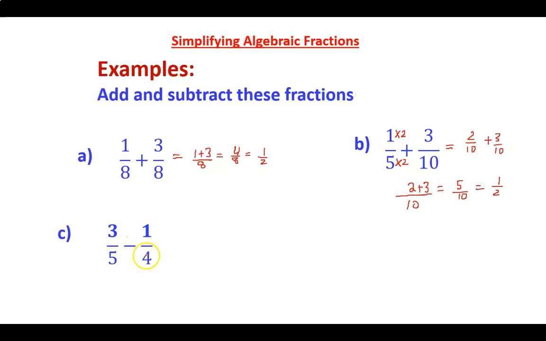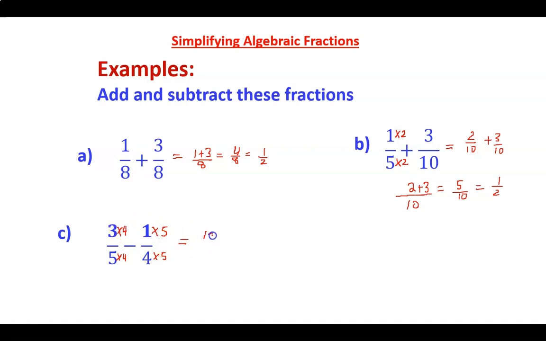3/5, take away 1/4. 5 and 4, you cannot change 4 to 5 by timesing a number. So you need to find the LCM of 5 and 4, which is 20. How do I change 5 to 20? I need to times it by 4. How should I change 4 to 20? I need to times it by 5. If I times 4 at the denominator, I need to do exactly the same at the numerator. If I times 5 there, I need to times 5 here. So that's the first step that you need to do.